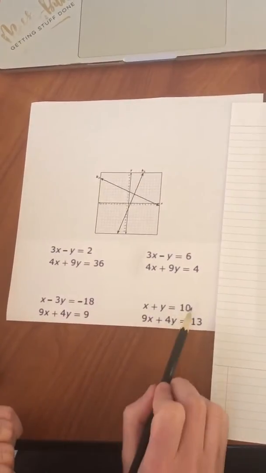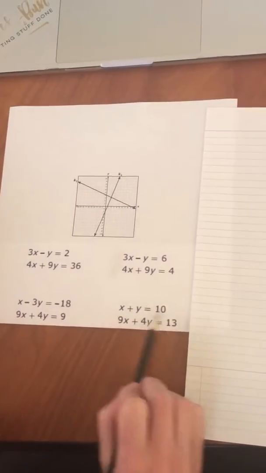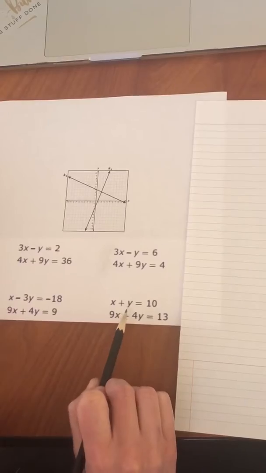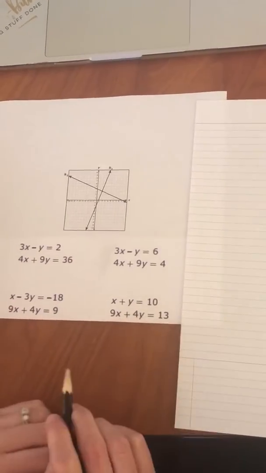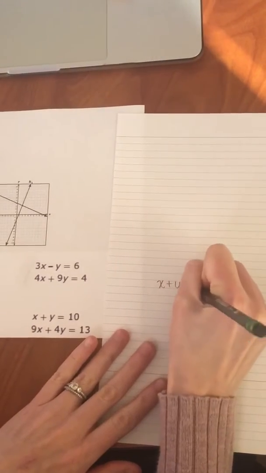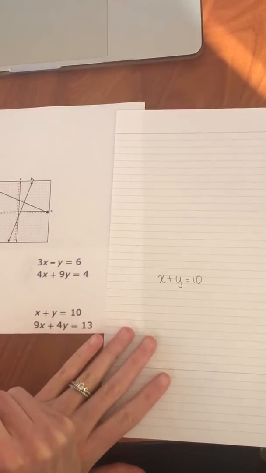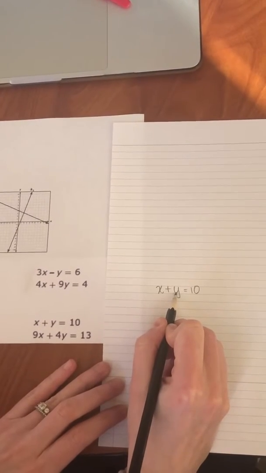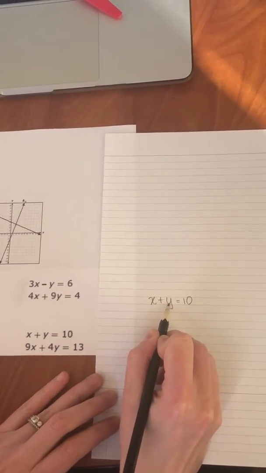So let's pick this last one. I'm going to take this equation and solve for the mx plus b, the slope-intercept form. So I'm going to rewrite it right here. I have x plus y equals 10. And I'm going to do that one first. I want to solve for y. So think to yourself, how would I solve for y? What would be my first step?